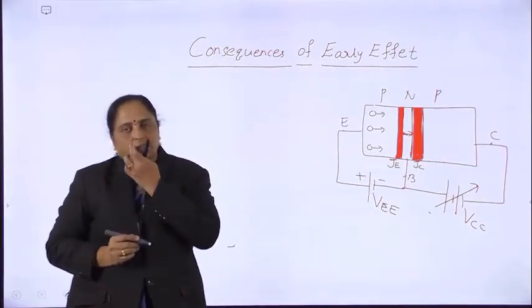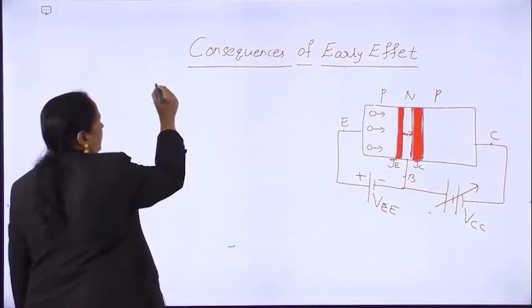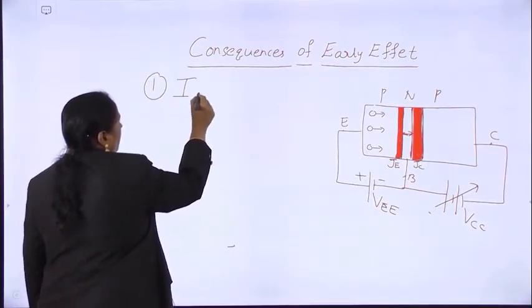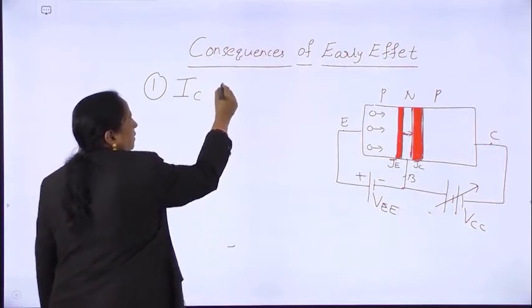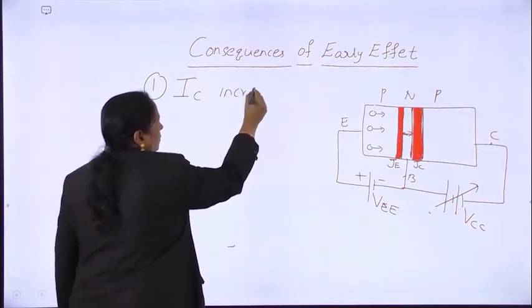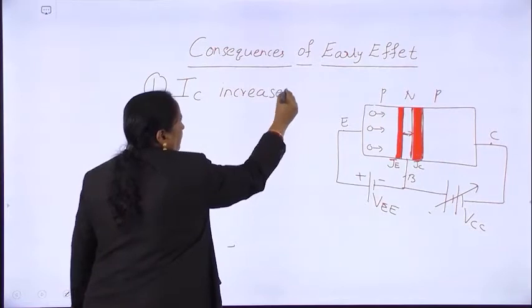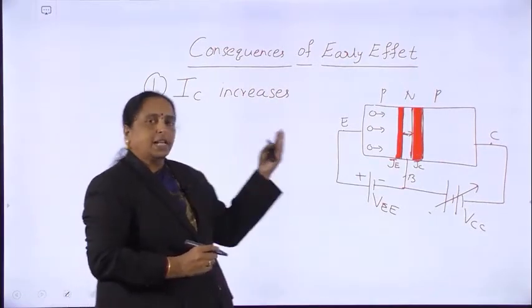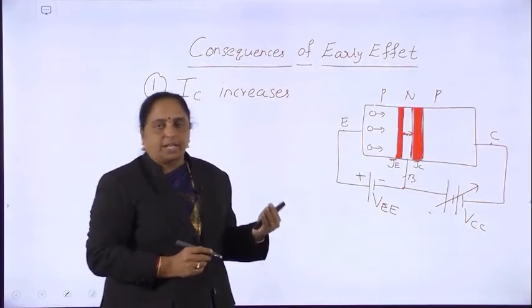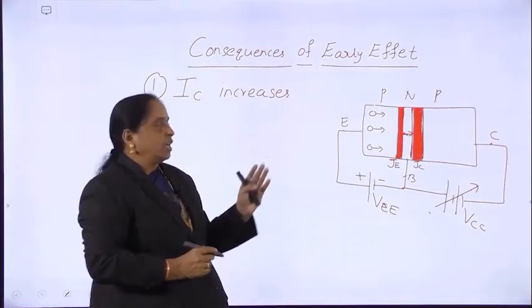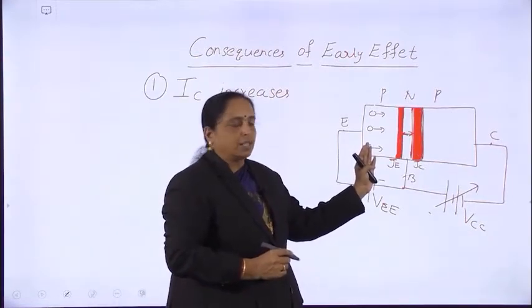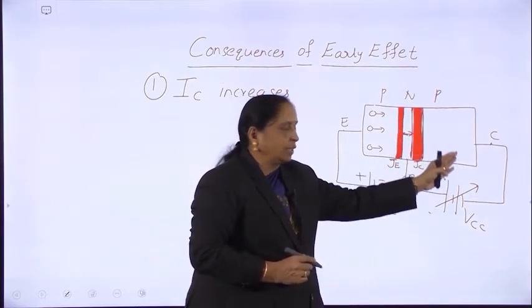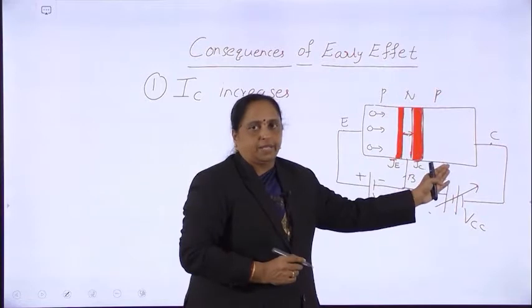So what are the consequences? The first consequence is that collector current increases. How does the collector current increase? Initially, while studying the operation of BJT, we discussed that the majority of the carriers will cross the collector junction, or will enter into the collector junction via the base.